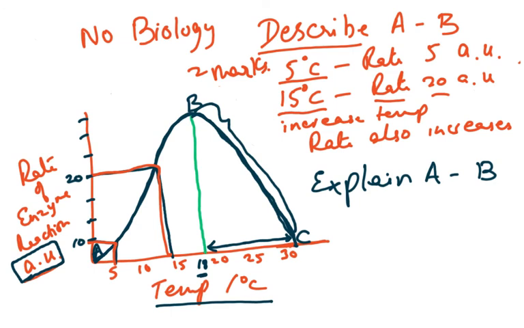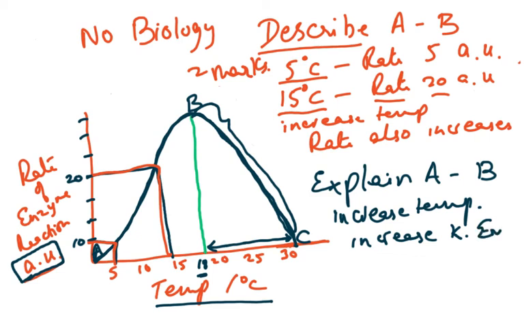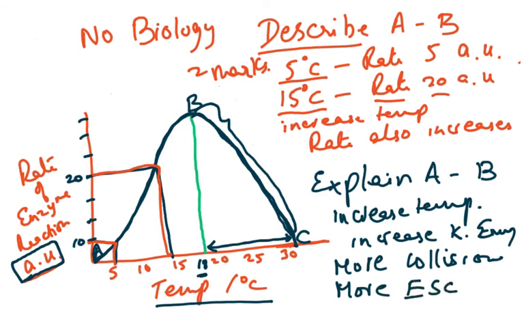Now the explain is where you give me biology. As we increase the temperature, this increases the kinetic energy, and as it increases the kinetic energy, more collisions, more enzyme substrate complex formed, more ESC, and more product per unit time. So this is biology.